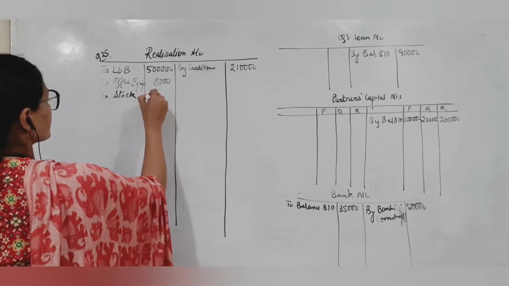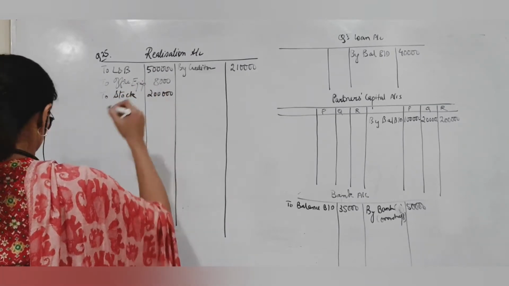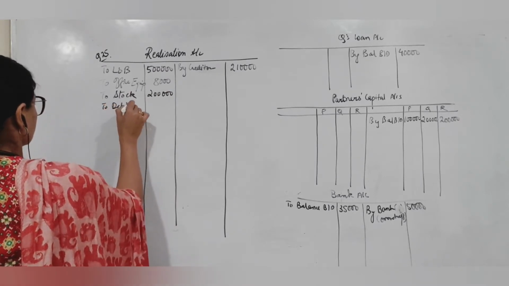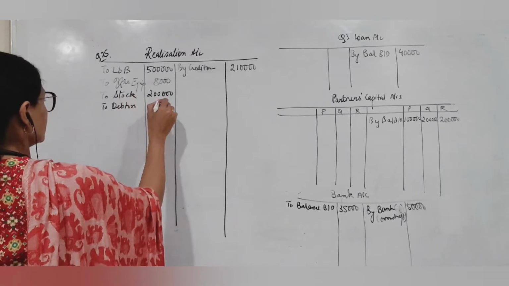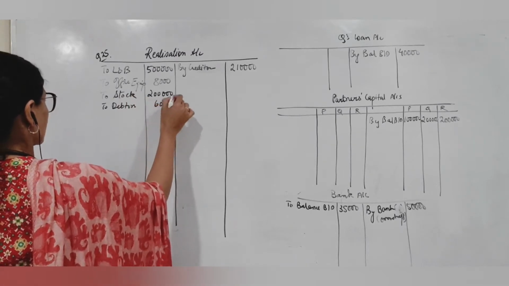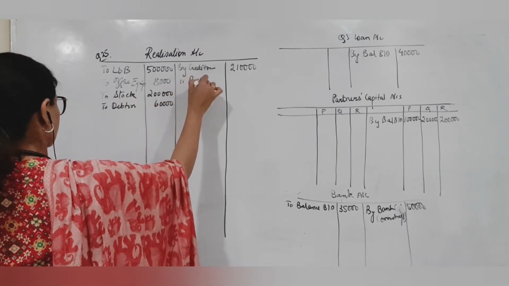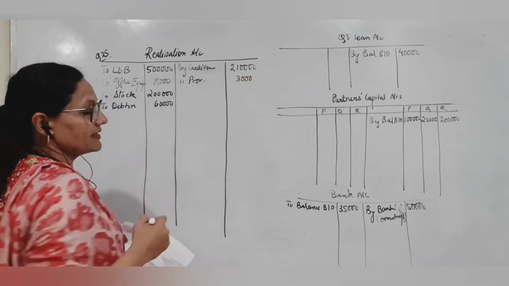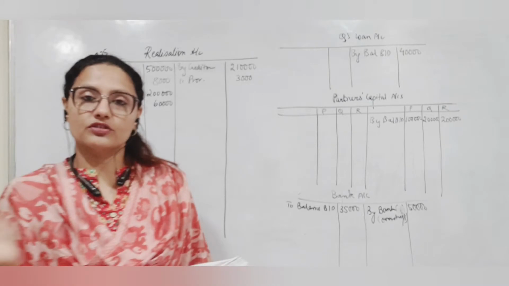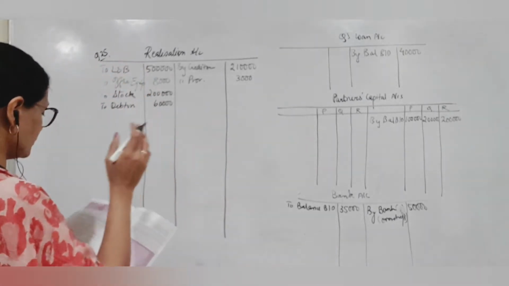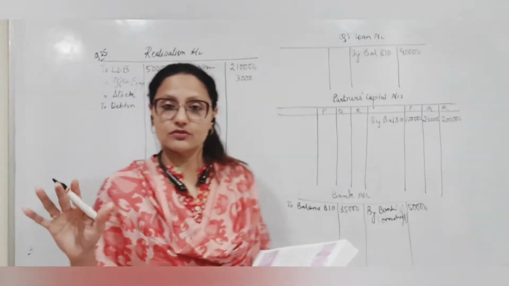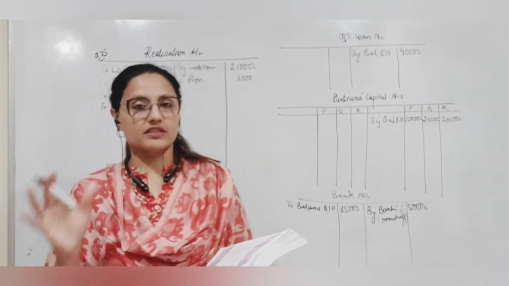Stock is 2 lakhs. Debtors are 60,000. And provision will come here 3,000. This we have already discussed in our previous videos. The provision for debtors and debtors will be transferred separately, and the bank account is already there. So our first step is over. We put all the amounts in their respective place.